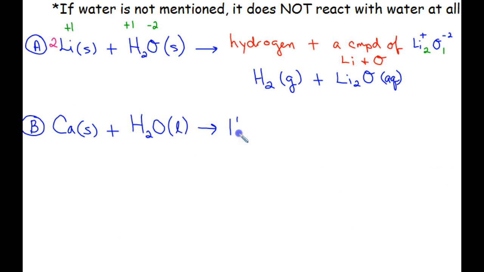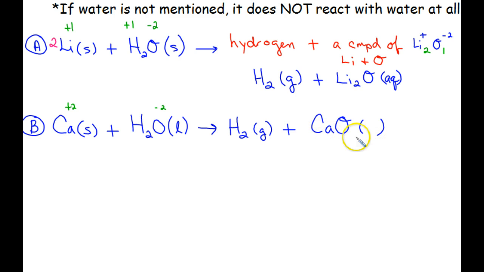So hydrogen by itself, diatomic element, and it's a gas. Then we have to make a compound out of calcium and oxygen. Well, calcium is a +2 and oxygen is a -2. So that means you only need 1 of each. So the formula would be CaO.